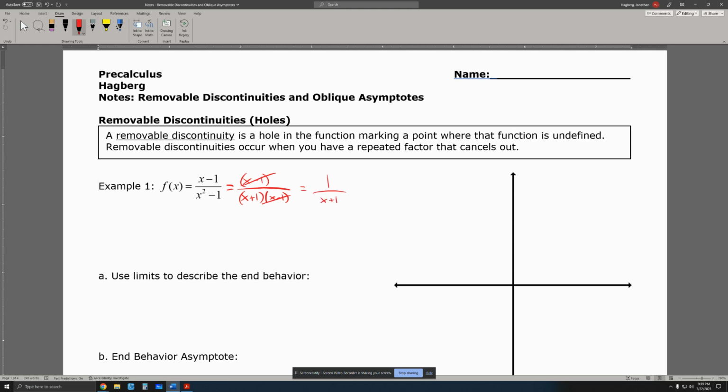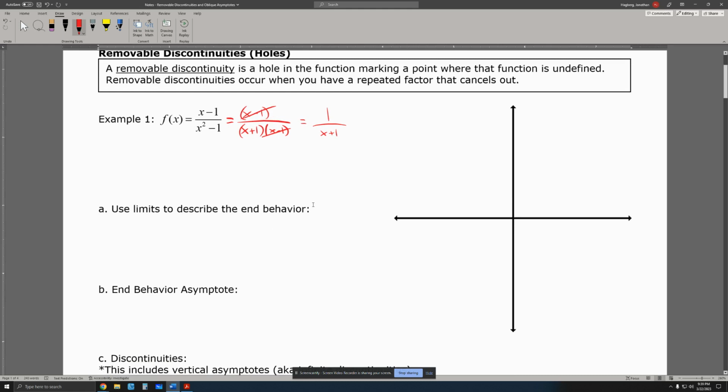Okay, so the graph of this function is going to look really similar to that of 1 over x plus 1. But we've got that removable discontinuity, and that happens from that canceled out factor. Let's start just by describing the end behavior. Looking at the dominant terms, the dominant term in the numerator is 1, and the dominant term in the denominator is x. You could also look at the original function, x over x squared, which reduces to 1 over x, and this is going to approach 0.